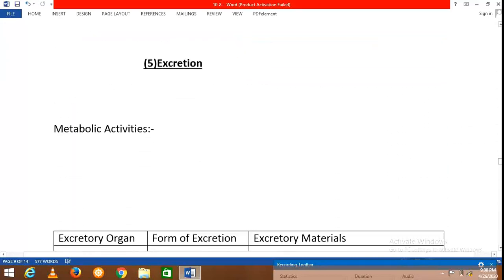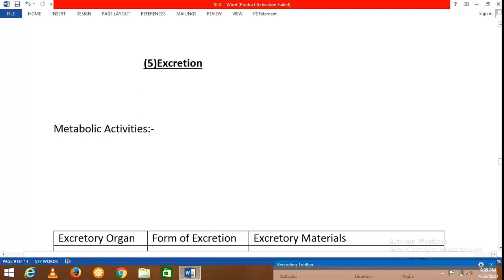Then the fifth living characteristic, that is excretion. Excretion is the removal of byproducts from the body that are produced during metabolism.